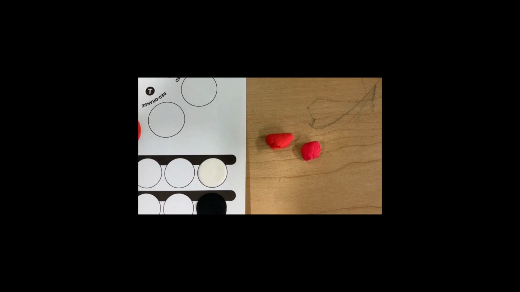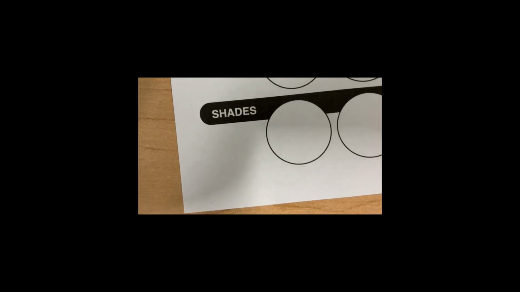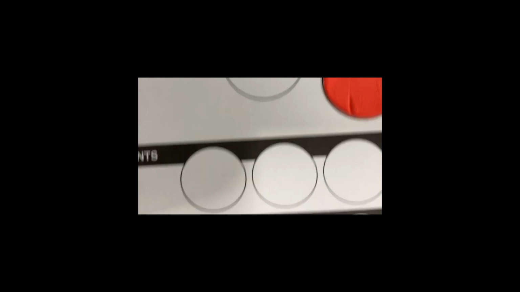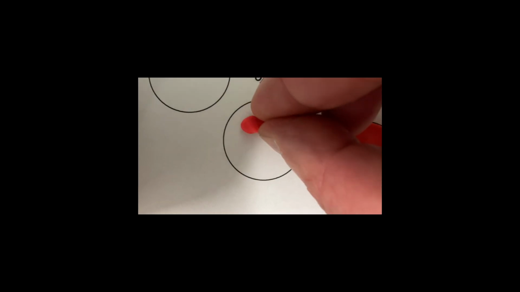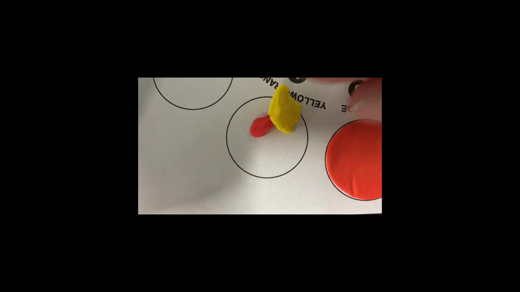I'm only going to take a little bit of these two, using the red here, and then a little bit of the yellow. I'm going to mix with that. Since I'm going to a yellow-orange, I'm just going to use more yellow than red. So I'm going to take a little tiny piece of red, and then I'm going to take a little bit more yellow. So I'm just going to mix these. You don't need to put a whole lot.